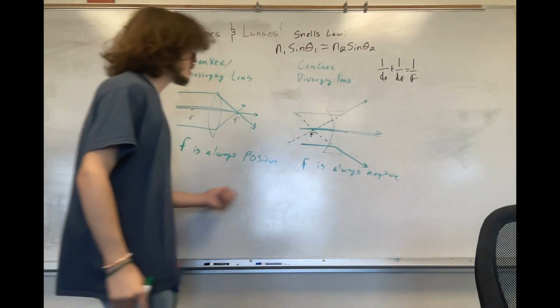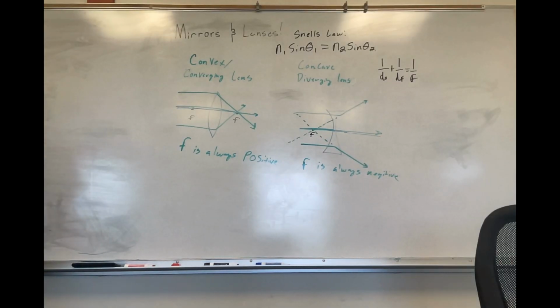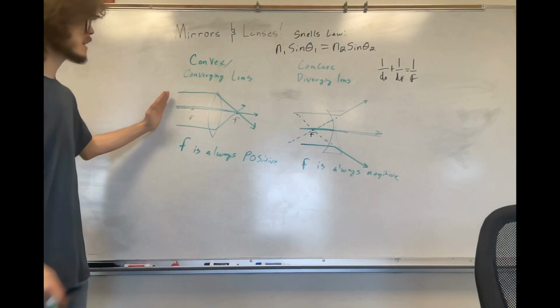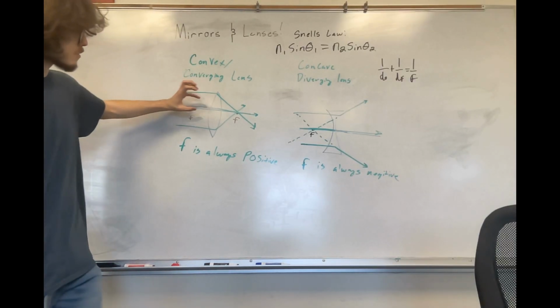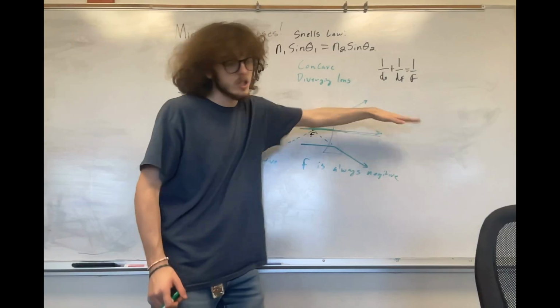So keep this convention in mind when you're doing your problem solving. F is positive for a convex lens, F is negative for a concave lens. And know what they're doing, right? This one's converging, this one's diverging, okay?